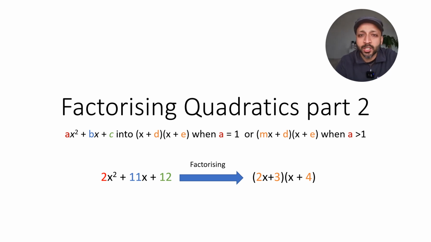Hi guys, for part 2 of factorizing quadratics, we're going to look into expressions where the a term, the x squared coefficient, is greater than 1. For example, in this case, you have a question where the a coefficient for the x squared term is 2, and we're going to look at how you factorize this into these two brackets. So let's start the lesson.